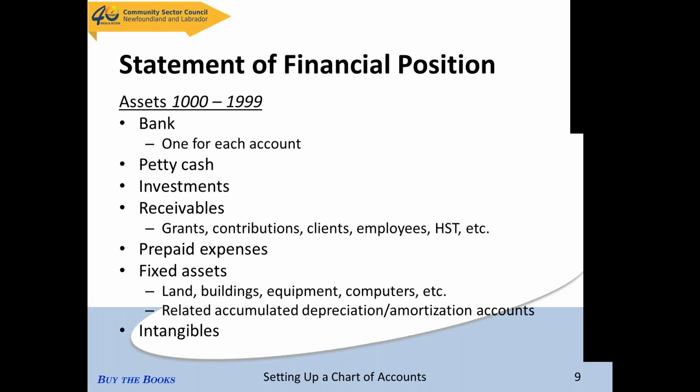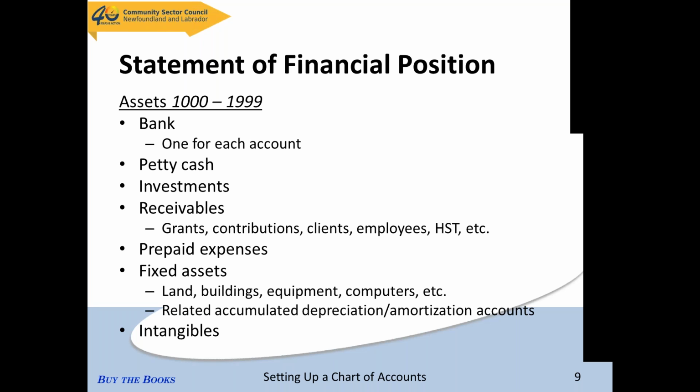Petty cash would again have a separate account. You wouldn't normally include that with your bank account. Any investments that you might have: if you have 2 or 3 short-term investments, you may include them in the same account, or you may choose to have them separately. It's really up to the organization exactly how detailed you want your chart of accounts to be. So you could include your 3 GICs in one account, or include them in separate accounts, whatever makes more sense for your organization.